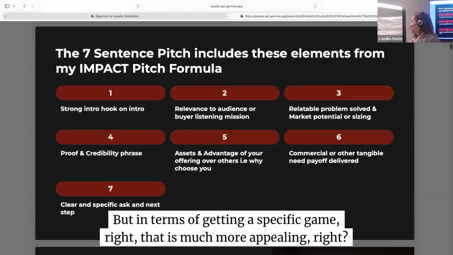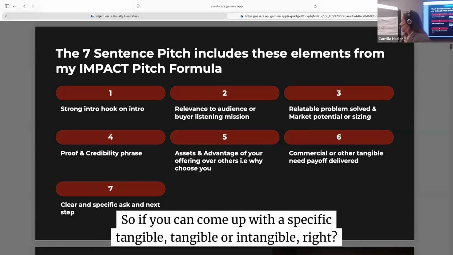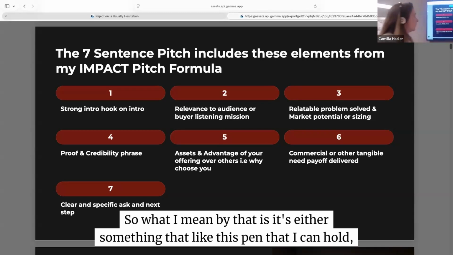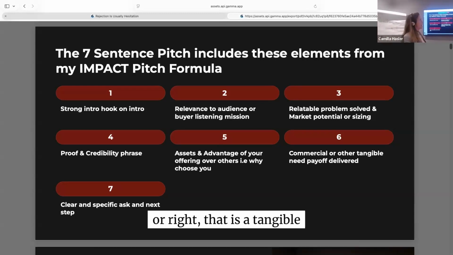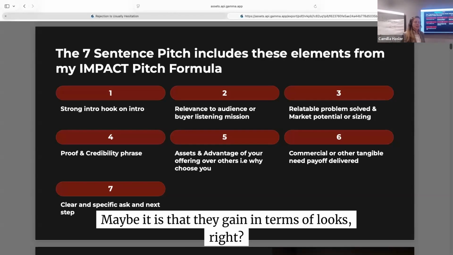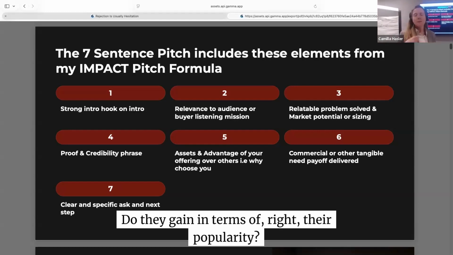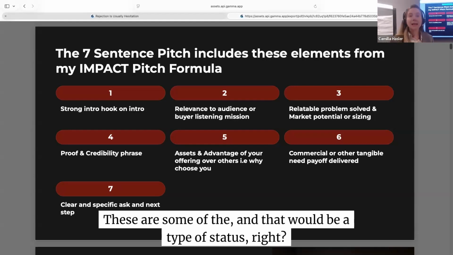But in terms of getting a specific gain, that is much more appealing, because they feel better off. So if you can come up with a specific tangible or intangible gain. What I mean by that is it's either something like this pen that I can hold, that is a tangible. But if it's intangible, maybe it's confidence. Maybe they gain in terms of looks, intelligence, status, or popularity, which would be a type of status.